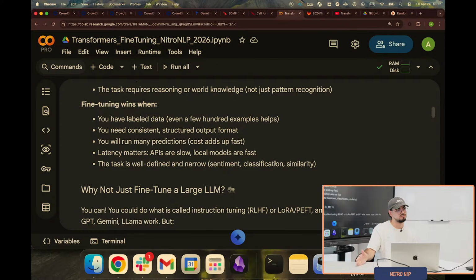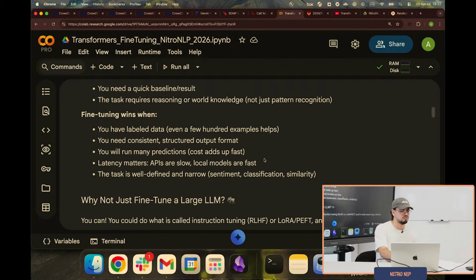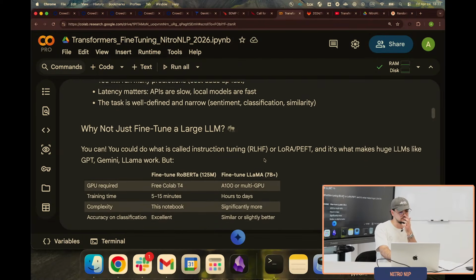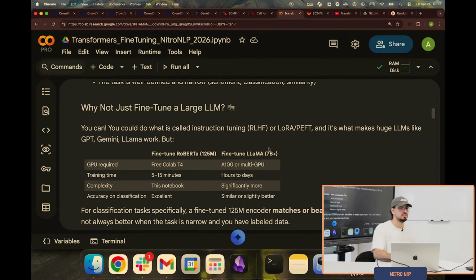When we want fast answers and APIs are slow, and our task is well-defined and pretty niche, we can do fine-tuning of a transformer. And you would say, yeah, why not just fine-tune an LLM then? Well, you can, which is what we call instruction tuning, or you can fine-tune a smaller LLM with LoRA or PEFT. And it's what makes huge LLMs like GPT, Gemini, or Llama work.